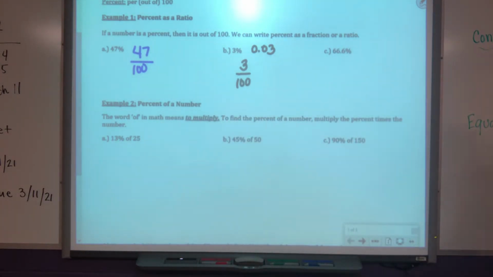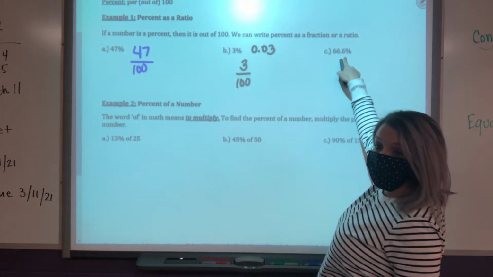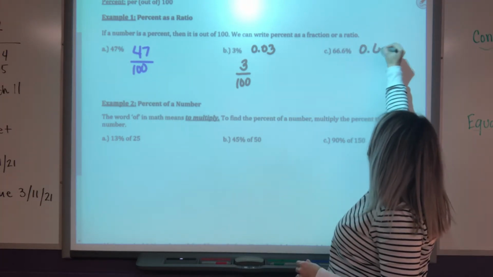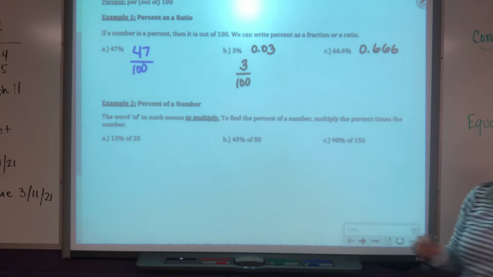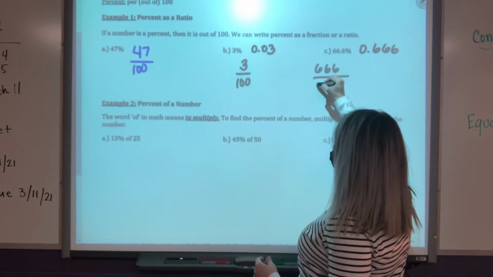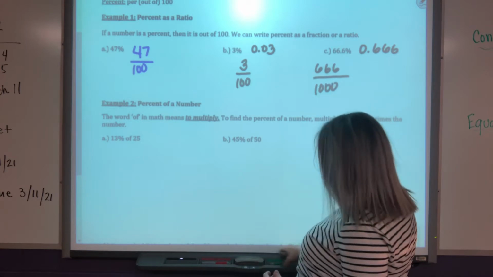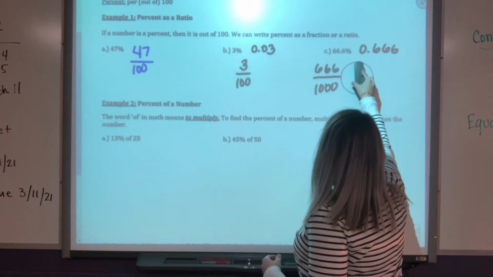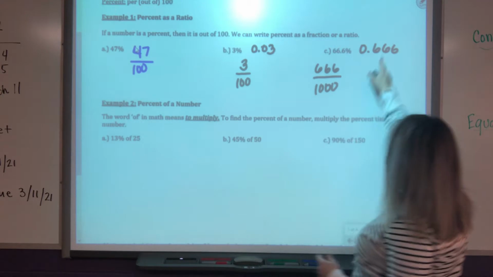Now letter C is tricky. Why is letter C a little bit tricky? Because it's a decimal. So we have to convert this percent into a decimal. Okay? So 66.6%, right? So then, because it's got 3 digits, it goes over 1,000. So that's 666 thousandths.